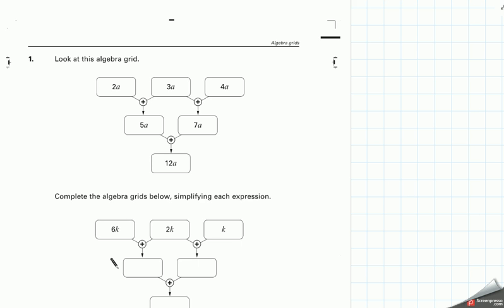Right, these are nicer than the grid pyramids you normally get in the textbook. It actually tells you that we are bringing two things together and adding to give the next box. So we've got to work our way through.